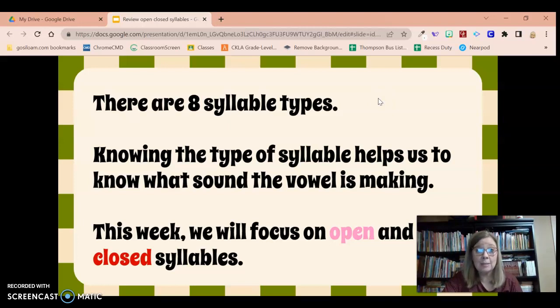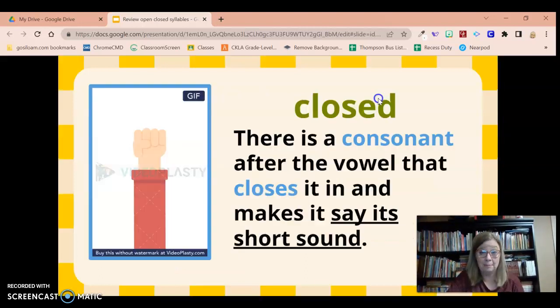There are 8 syllable types. Knowing the types of syllables helps us to know what sound the vowel is making. So it's really important for us to know these syllable types. And last week we focused on open syllables and closed syllables, and that's what we're going to review today.